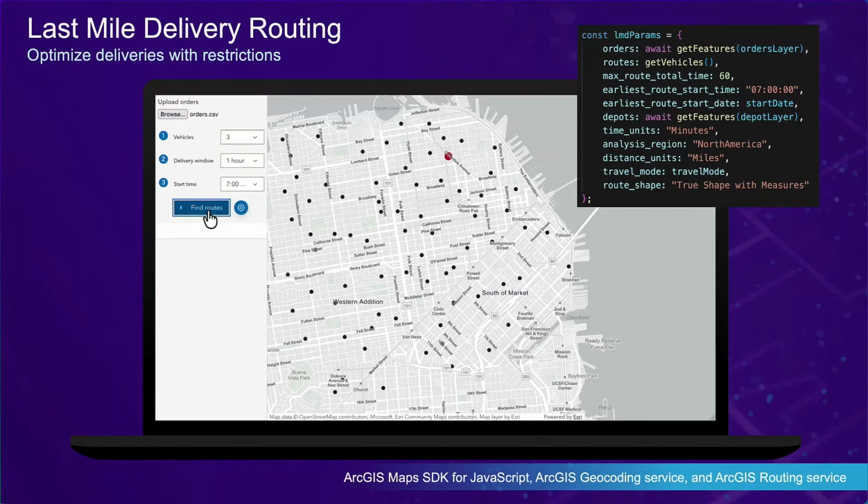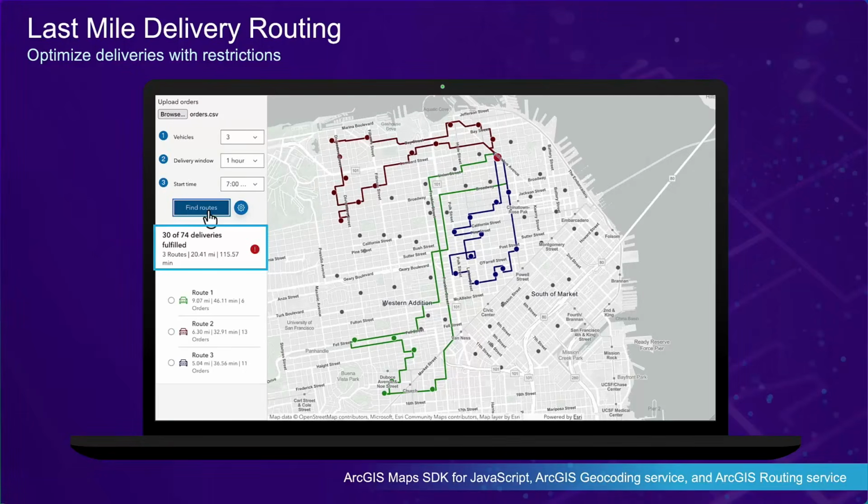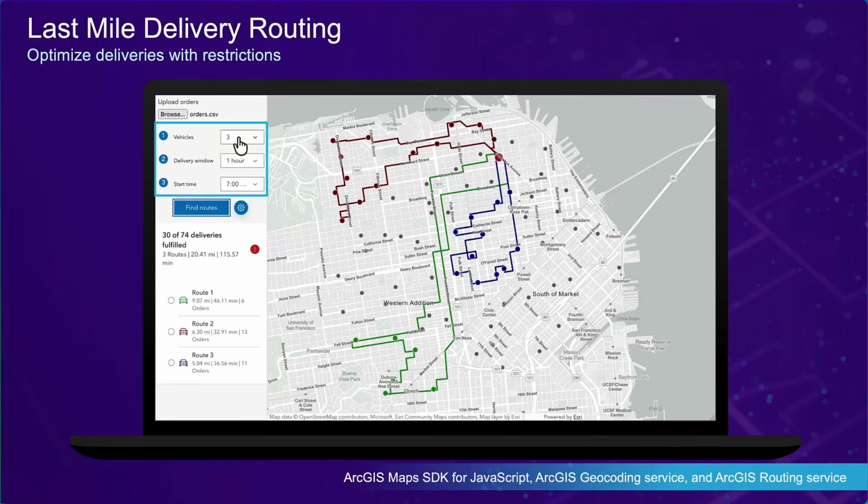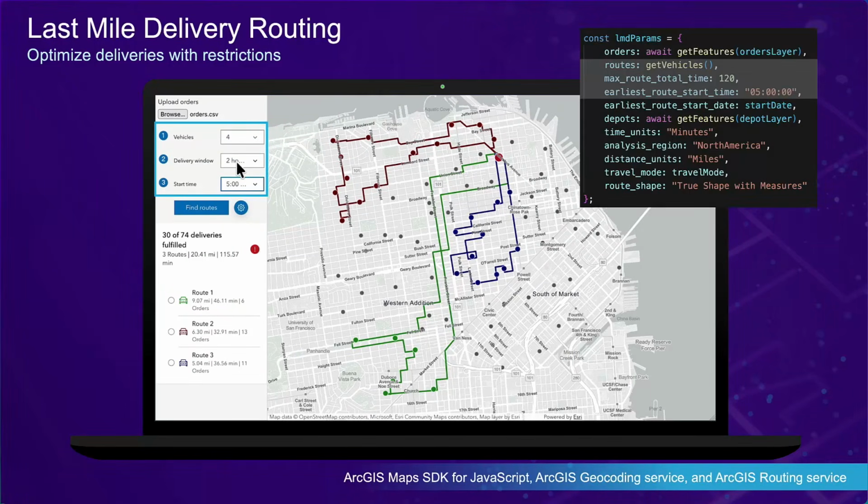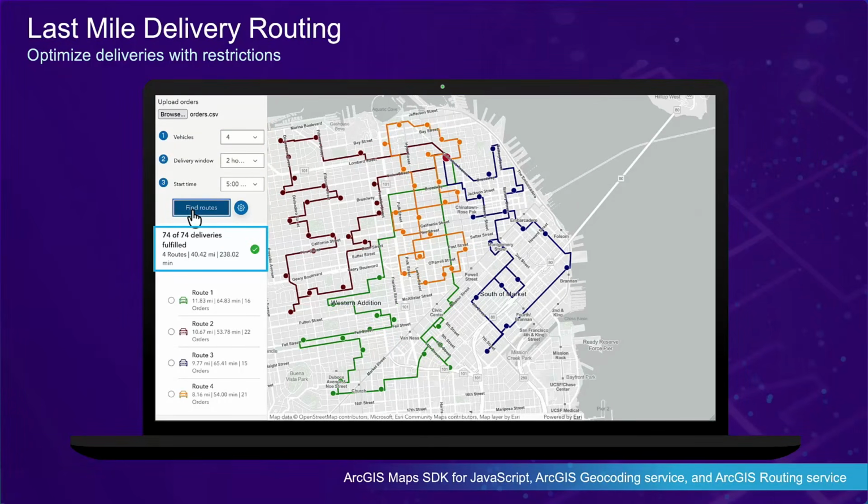So once those parameters are set, then we can calculate the delivery problem. So we can see that 30 of the 74 deliveries can be fulfilled with the current parameters that we have. So what we can do is go back to the input parameters, change the number of delivery vehicles to 4, the delivery window time to 2, and now that our delivery window time is wider, now at 2 hours, we need to start earlier. So we're going to start at 5 a.m. Next, we're going to recalculate the delivery problem, and we can see that 74 deliveries were fulfilled.